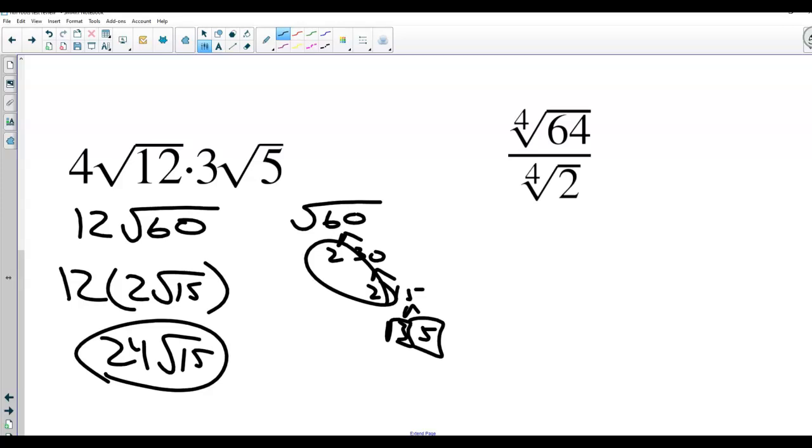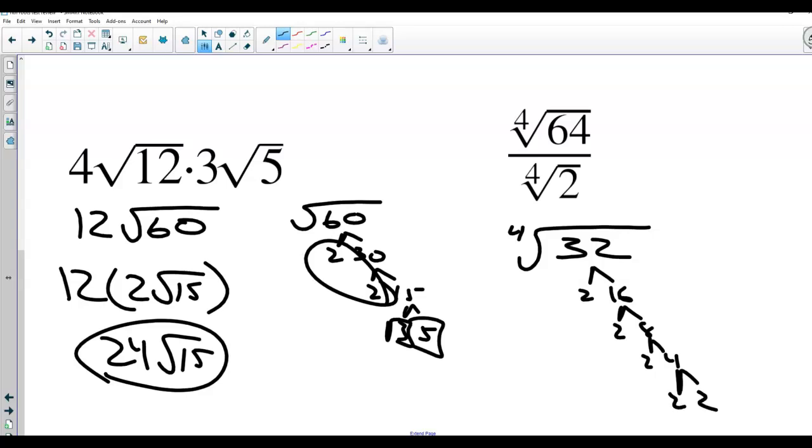Just like we can multiply when you have the same index, you can also divide. 64 over 2 is 32. And the 4th root of 32, 2 and 16, 2 and 8, 2 and 4, 2 and 2. 2, 4th root 2.